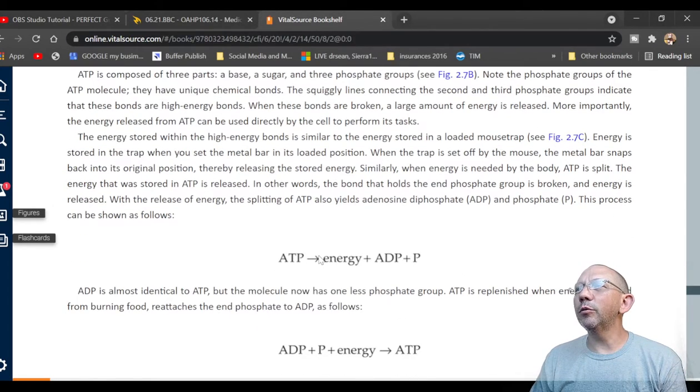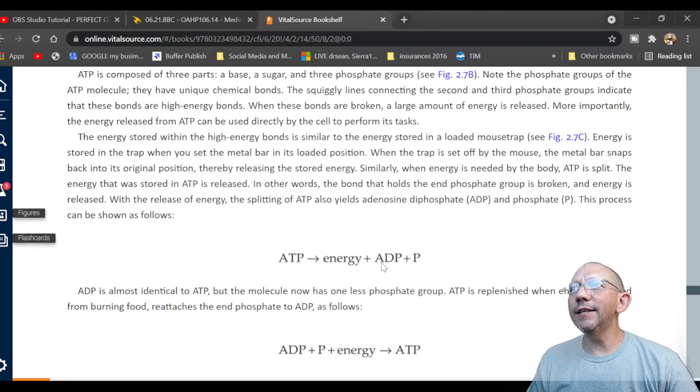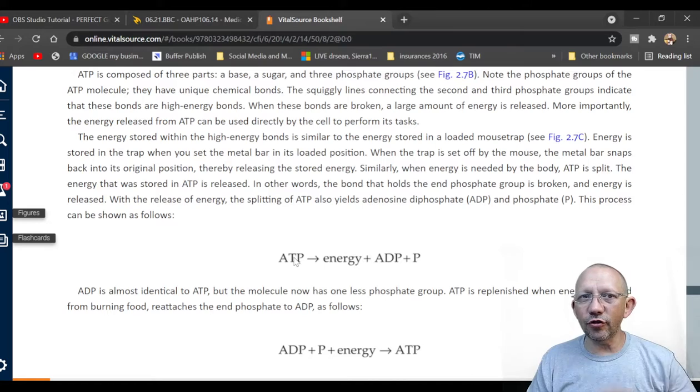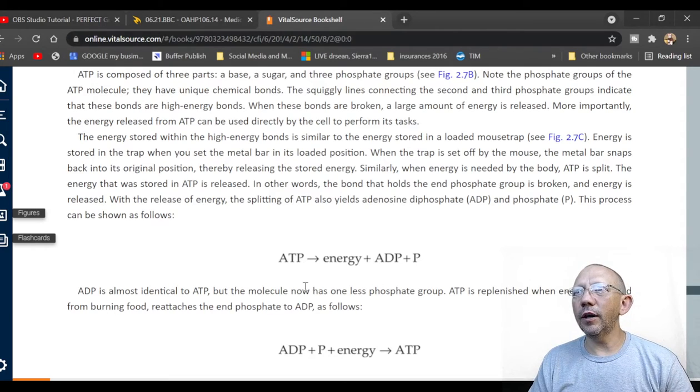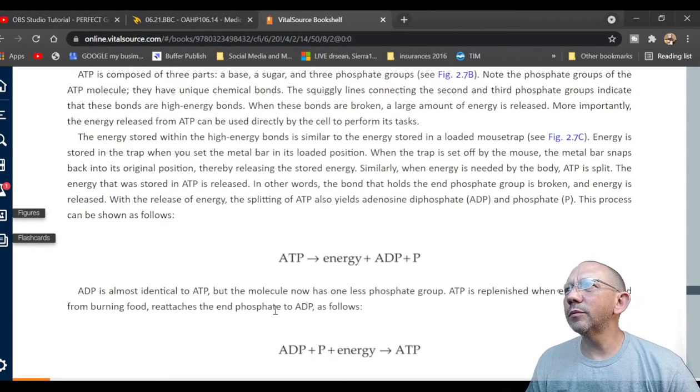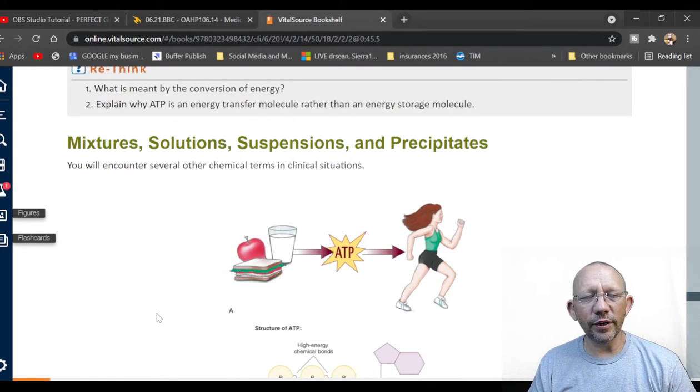So here we go. ATP equals energy plus ADP plus P. This is ADP, adenosine diphosphate. Tri means 3, and di means 2. So adenosine triphosphate breaks down into energy. That's your cool byproduct. And then you end up with leftover ADP, adenosine diphosphate, and an extra phosphate group. That's it. Wow, that's all they're going to tell us on that.